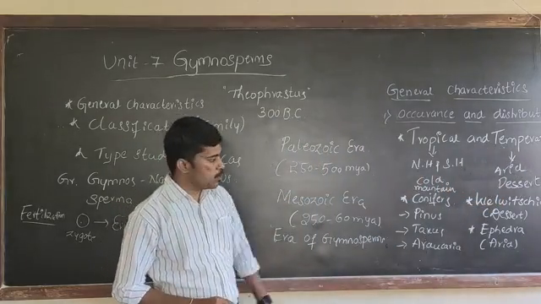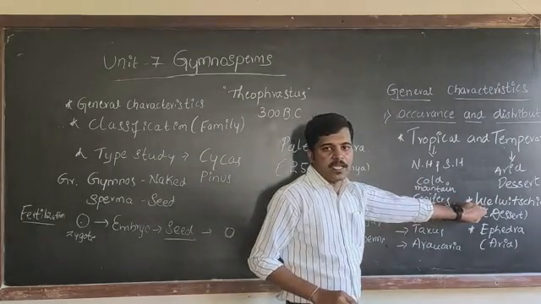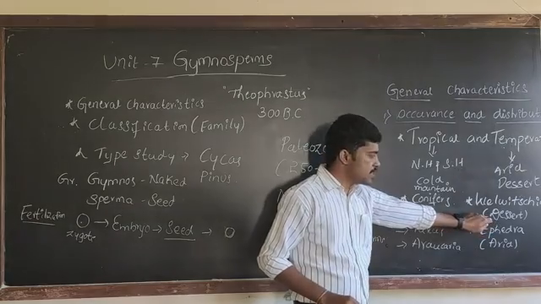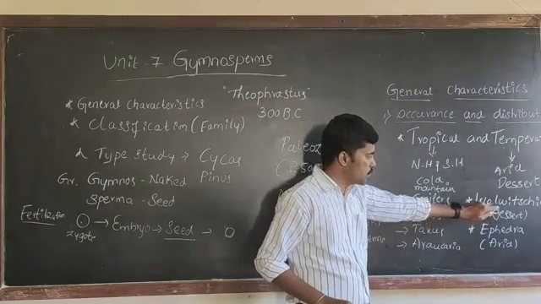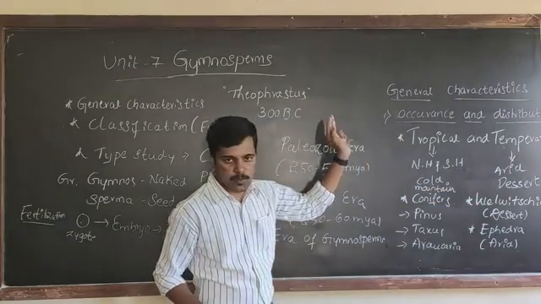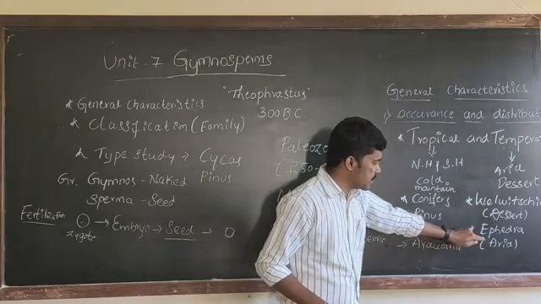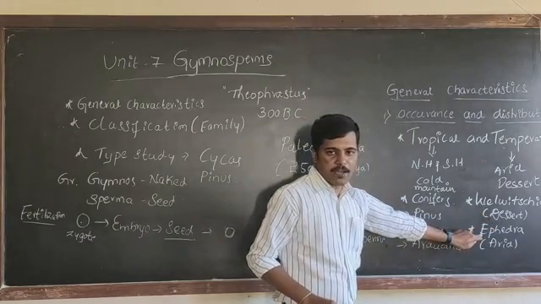There is a species of gymnosperms known as Welwitschia. It is mainly present in desert region. In desert region, there is a scarcity of water. So this Welwitschia is the best example of gymnosperm present in desert. Next, there is one more species known as Ephedra.